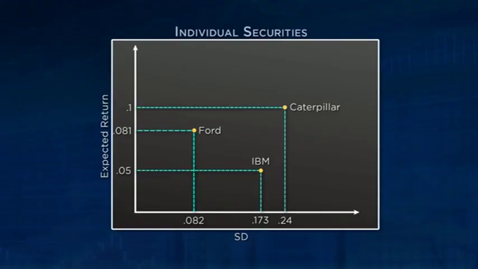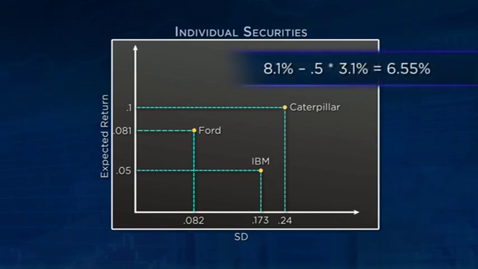Thus, if we take 50% of the weight away from the initial 100% allocation to Ford, the expected return on the portfolio will be the expected return on Ford minus 0.5 times 3.1%, for a total portfolio expected return of 8.1% minus 0.5 times 3.1%, or 6.55%.